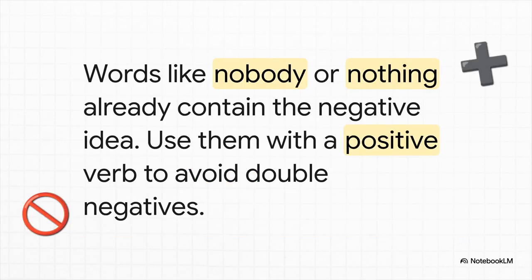So that brings us to the no words, like nobody and nothing. Now these guys are a bit special. They have the negative idea baked right into them. And because of that, you have to use them with a positive verb. If you don't, you'll make a really common mistake, the double negative.